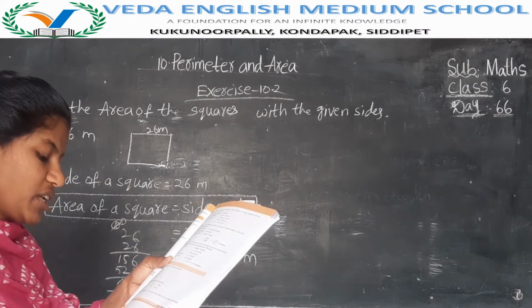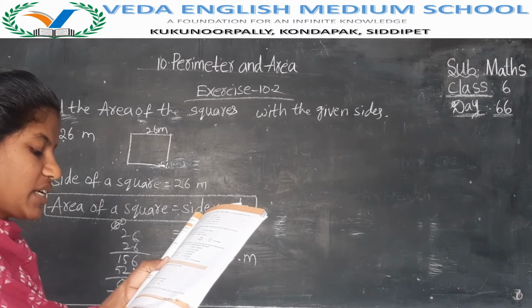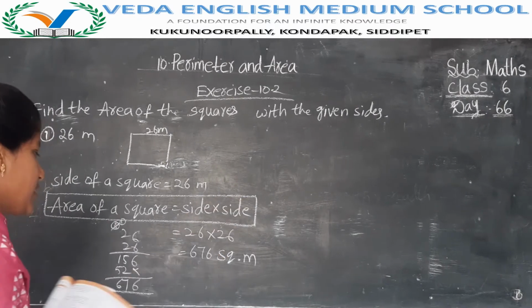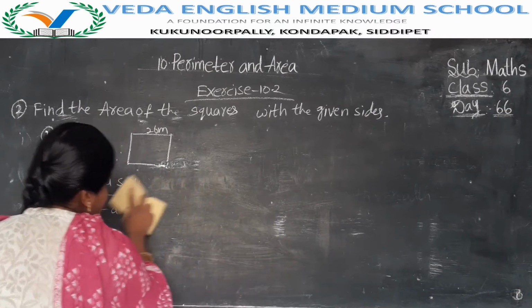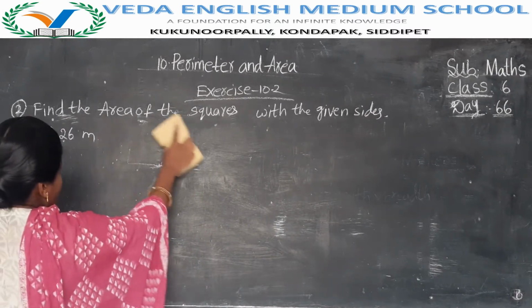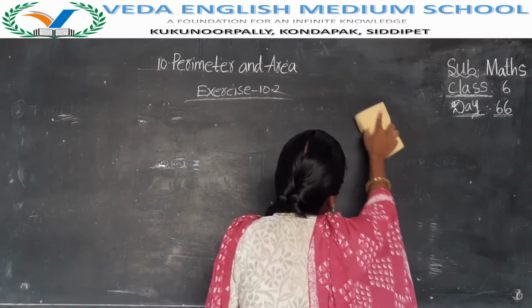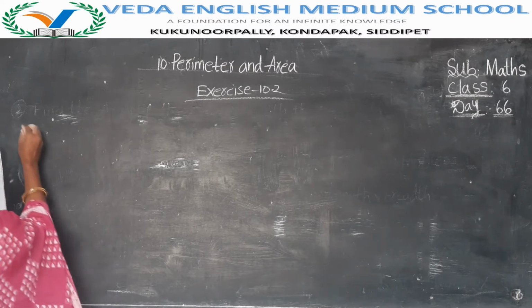Now third question. The area of a rectangular frame is 1125 square centimeters. If its width is 25 centimeters, what is its length? They have given area and width, meaning breadth. By using that area and breadth, we have to find the length of that rectangle. So what they have given, we have to write that first. Third solution.